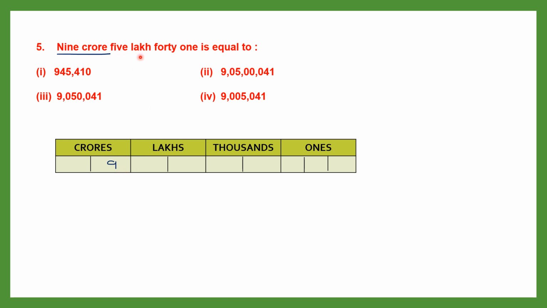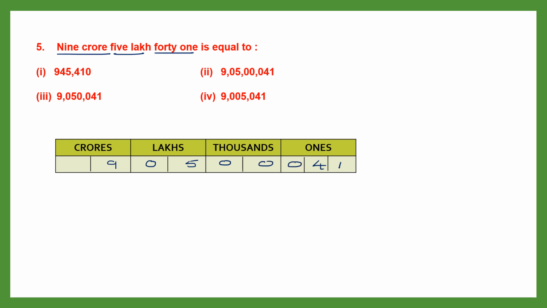And then we have 5 lakh. 5 lakh will be written here because this is the 10 lakhs place. So 5 has to be written here. Then we have 41. That means no thousands. Now here we have hundreds, tens and ones, no hundreds, because here it says 41. So we write 41 here. Now in all the places where there's a number missing, we put zeros. So 0 here, 1, 2, 3 zeros.